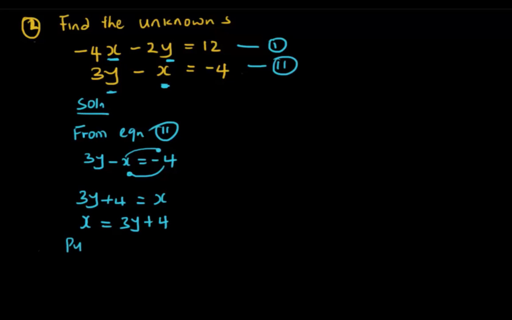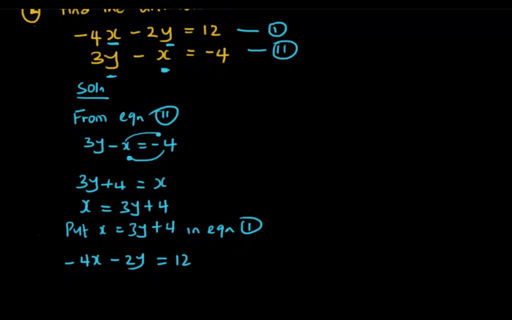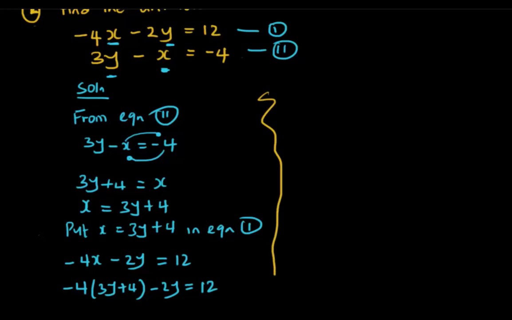Now the next step is to put x equals 3y plus 4 in equation 1. So I'll be having equation 1 is minus 4x minus 2y equals 12. So anywhere I see x, I call it 3y plus 4. So I'll be having minus 4, 3y plus 4, close the bracket, minus 2y equals 12. Now I have to open the bracket. Let me do it here.